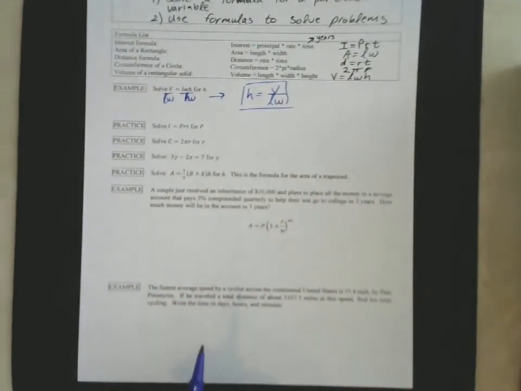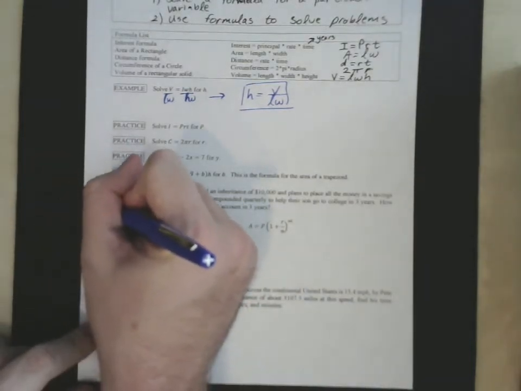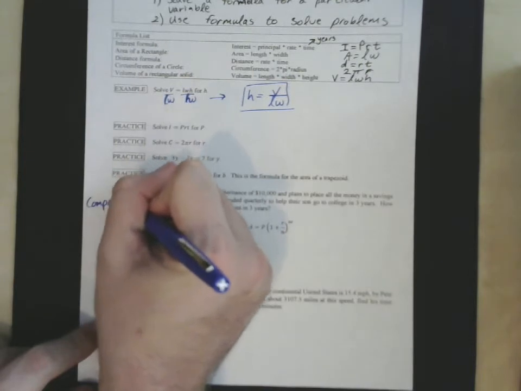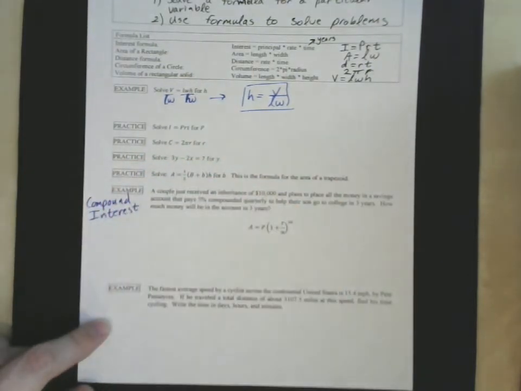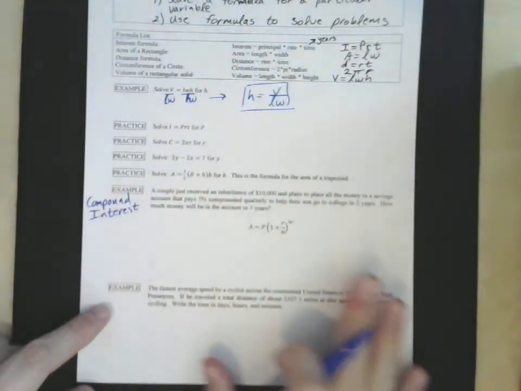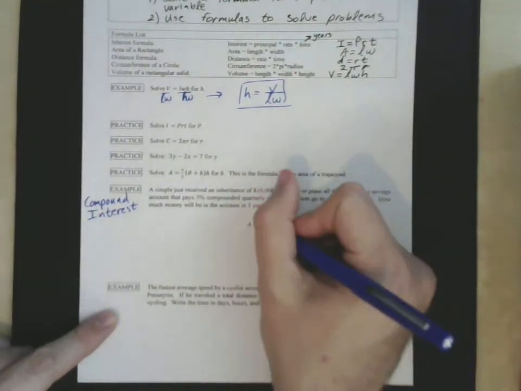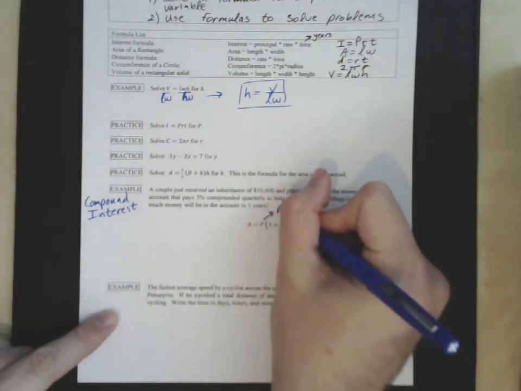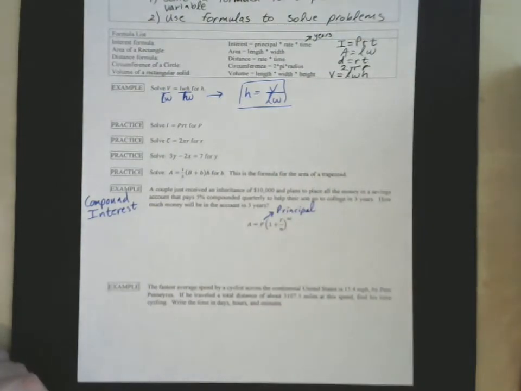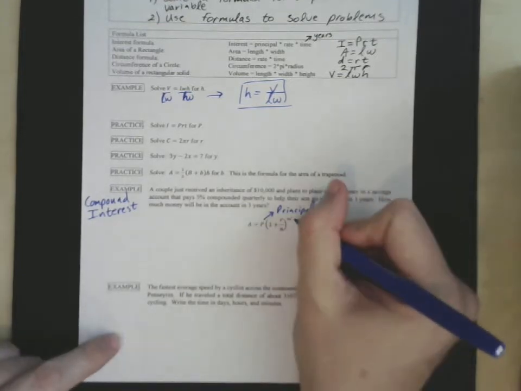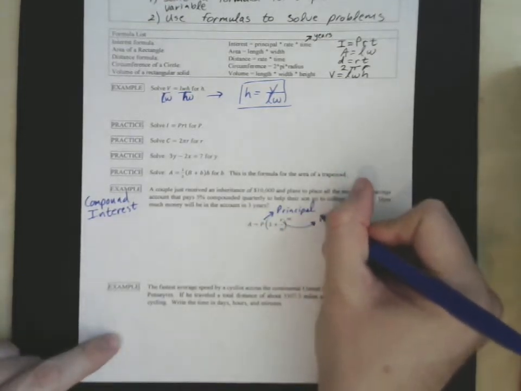So now we come to the example, and this is compound interest. So if you want to write yourself a little note what this formula is for, this is compound interest. So it's related to our other interest formula. P is still the principal. Now principal is what we call an initial investment or an initial amount. It's your principal amount. R is still interest rate.